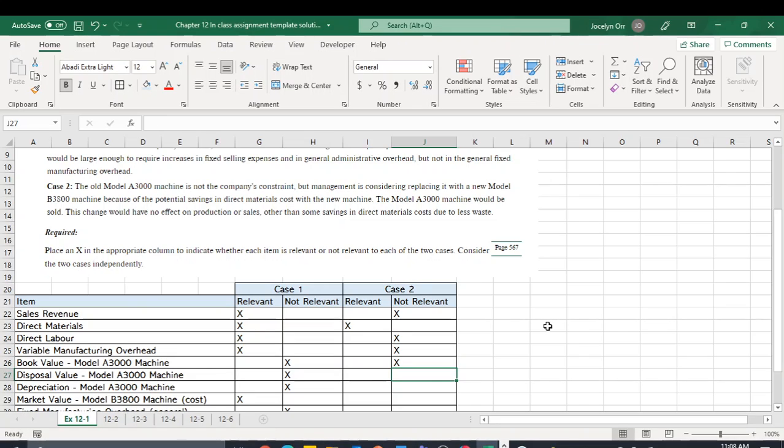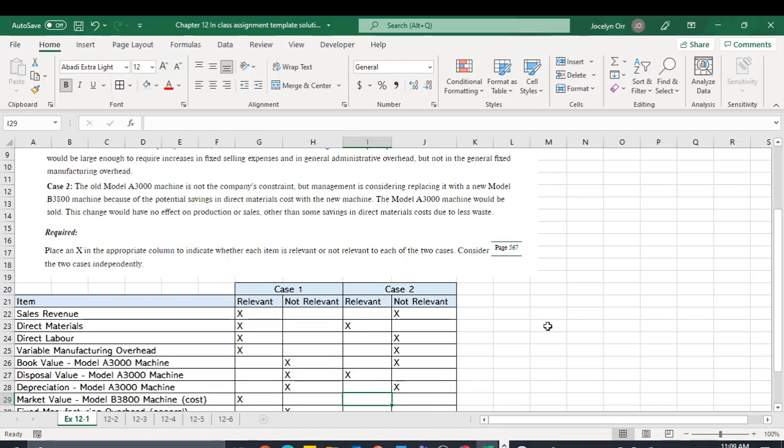The disposal value of the A3000 machine. Okay, so if we're going to replace this with the new model, we're not keeping the old one. Any money that we can receive on that is going to be a relevant cost. The depreciation that we've already paid on model A3000 is a sunk cost, so it is not relevant to the decision.